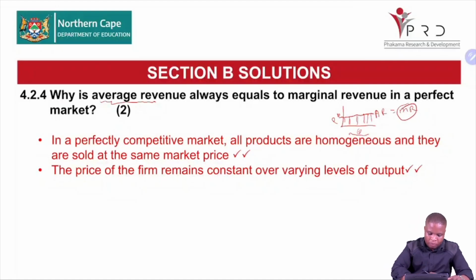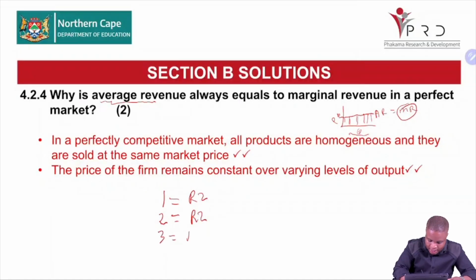Let's say we are selling apples for 2 rand. So for selling the first apple, how much is your revenue? 2 rand. Selling an additional apple, the second one, how much are you selling it? It is 2 rand, right? The third one, how much are you selling it? It is 2 rand. What is increasing here is the total revenue. From the first one, the total revenue will be how much? It is 2 rand. The second one is 4 rand. The third one is 6 rand.